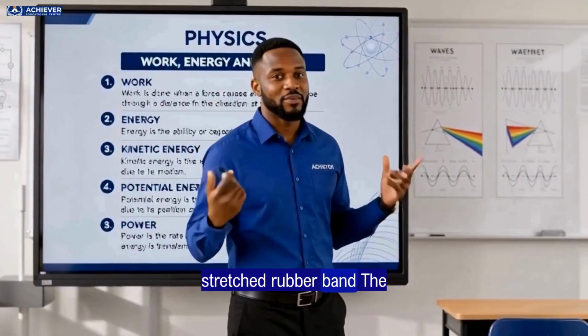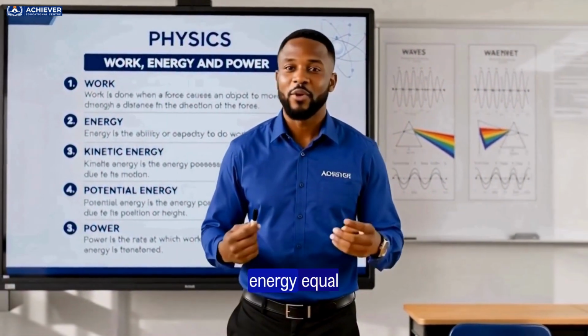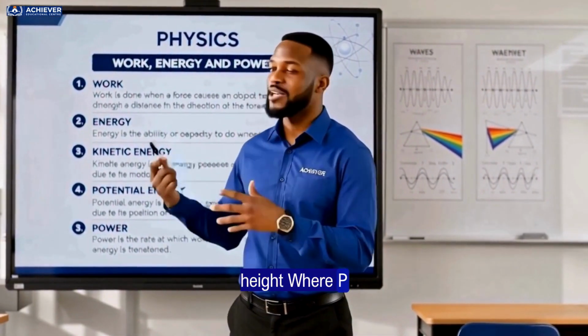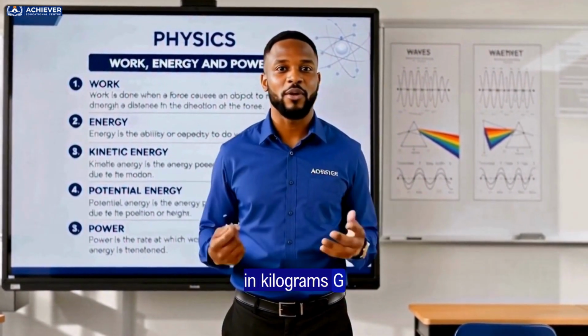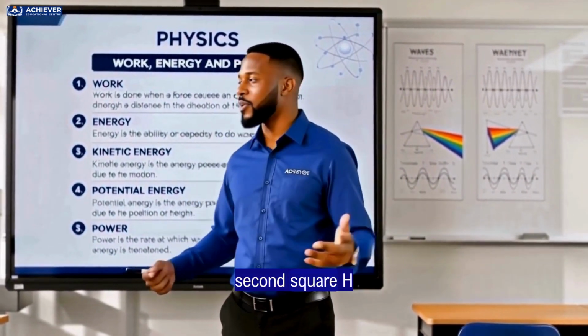a stretched rubber band. The formula for gravitational potential energy is P = m g h, where P is the potential energy in joules, m is the mass in kilograms, g is the acceleration due to gravity, approximately 10 meters per second square, h is the height above the ground in meters.